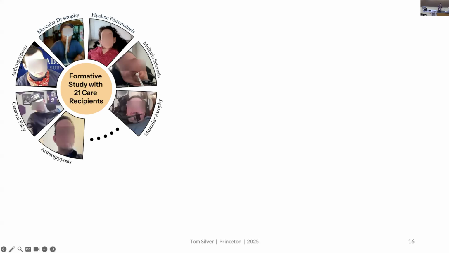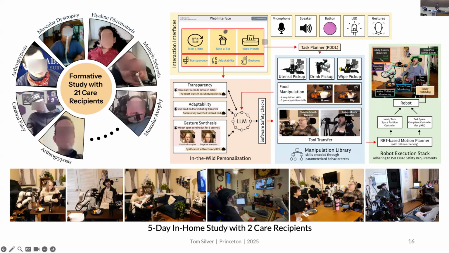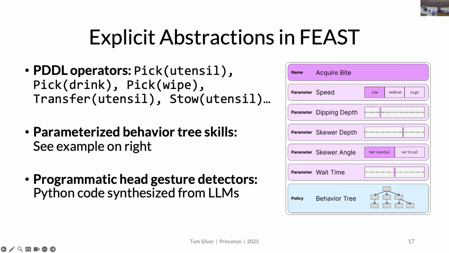There's a lot of different components to this paper. So we did a formative study with 21 care recipients. We have a lot of different systems contributions. And we also did a 5-day in-home study with 2 different care recipients. I'm not going to have time to talk about all these things. You should check it out at the main conference. But what I want to focus on in this talk are just the explicit abstractions that are running behind the scenes and making this possible.